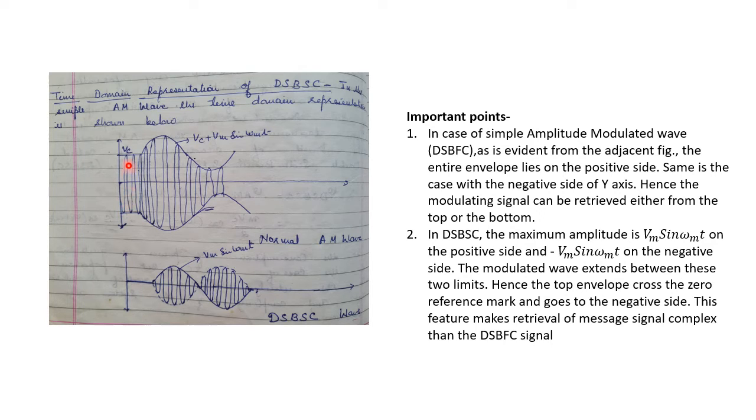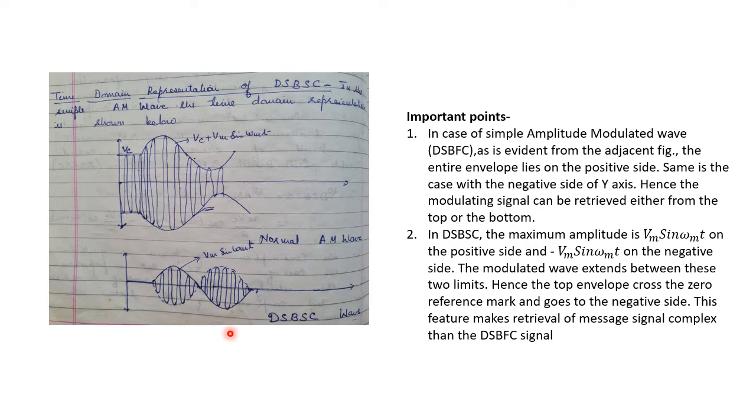So this starting portion of the wave, which contains the carrier portion, is totally removed, and only the lower sideband and the upper sideband, the two sidebands, are present in the wave. This is the time domain representation of DSBSC. Now we have seen that the advantage of DSBSC is that the power needed for the propagation of this wave is greatly reduced in comparison to DSBFC.